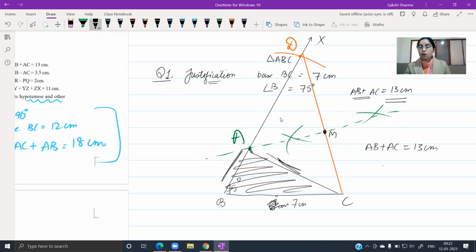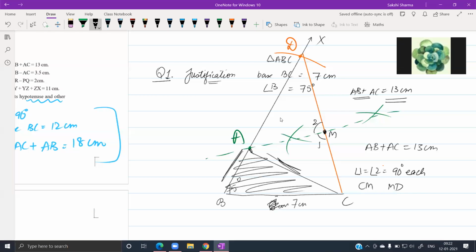If M is the point where the perpendicular bisector for CD meets CD, what can you say about the angle formed here? 90 degrees. Yes, angle 1 and angle 2 each will be equal to 90 degrees because this is the perpendicular bisector for CD. What can you say about CM and MD? They are equal. They are equal because we have constructed the perpendicular bisector.